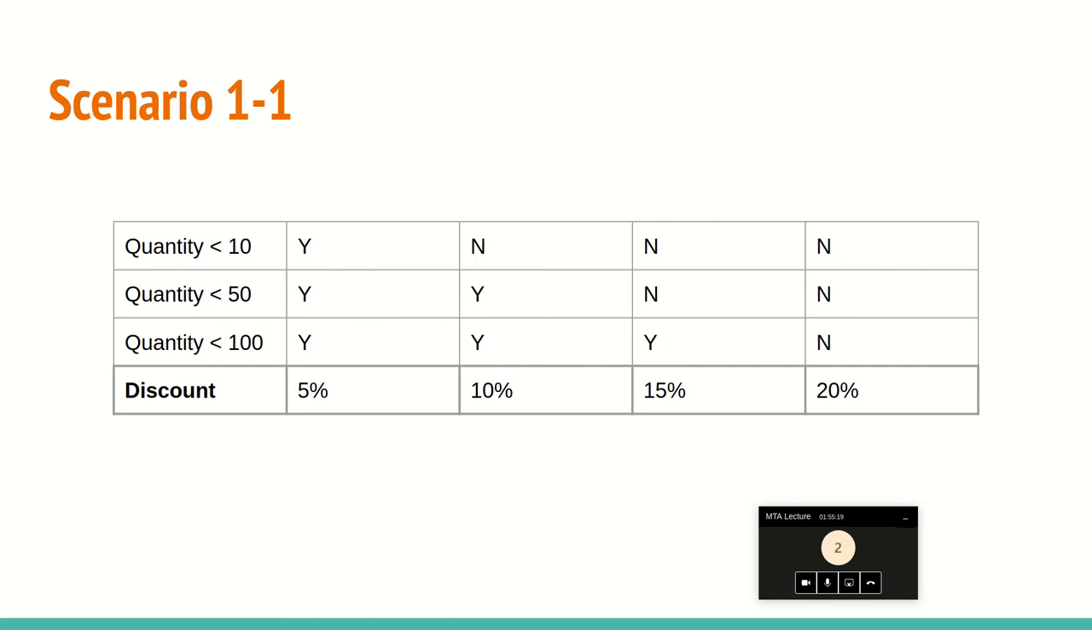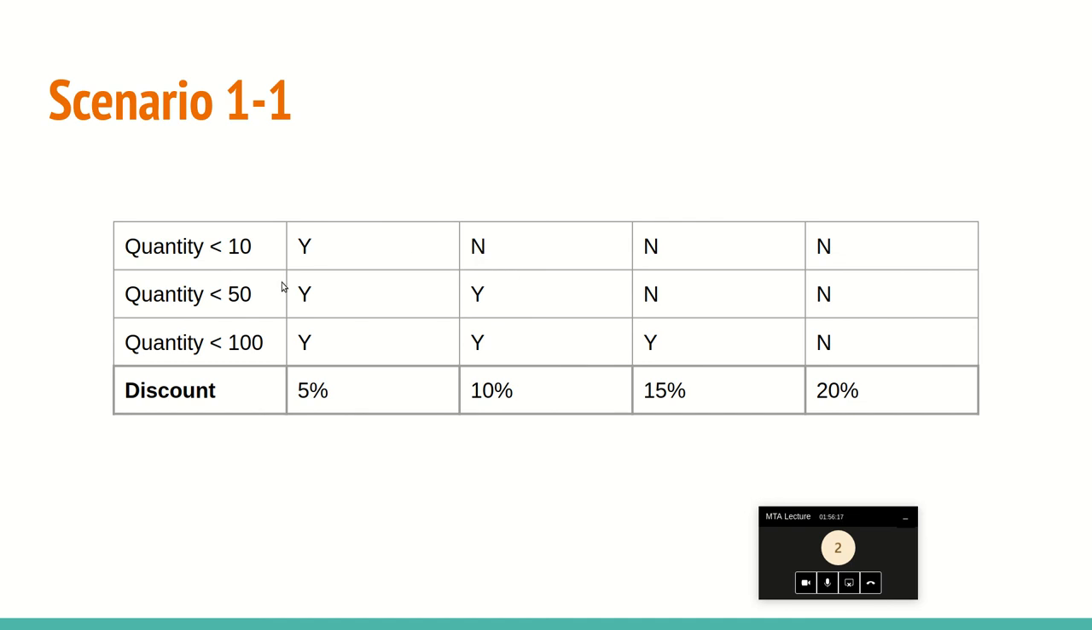If I give you a value for quantity, let's say quantity is 9. You go to the first column, and there are questions here. There are 3 questions in the first column; there can be more, but in this case there are 3. So we ask each question. Quantity is 9, less than 10? Yes. 9 is less than 50. 9 is less than 100. So the answer to the first question was yes, the second yes, the third yes. 9 is less than all 3 of these numbers. So we find the column that has 3 yeses, and the answer is 5%. Our discount is 5%.